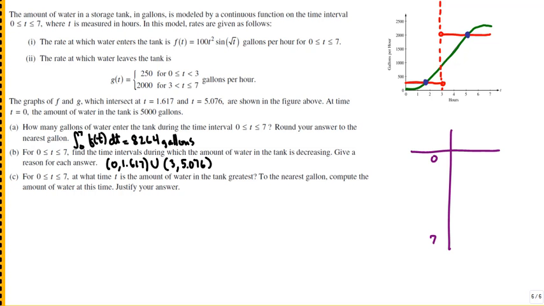So we'll also have those two critical values at 1.617 and 5.076. But you should notice that both of those are minimums, because the derivative is going to change from negative to positive at those points. Those are going to be relative minimums. The only other place we need to consider is at 3, because the derivative doesn't exist there. So mainly we have to calculate the amount of water at 3 and at 7, and I'll do that in the next video, and one of those two answers is going to be our maximum.